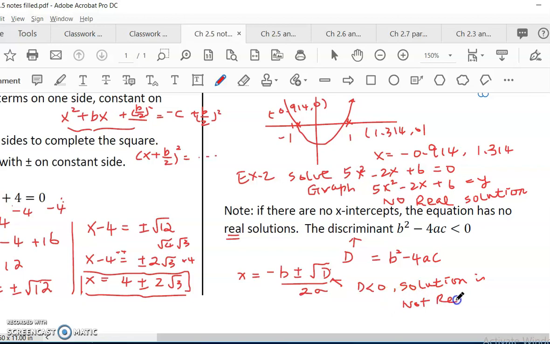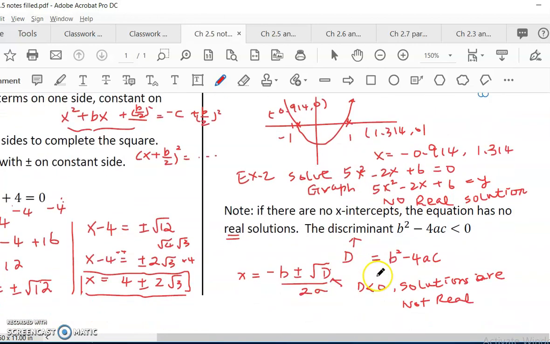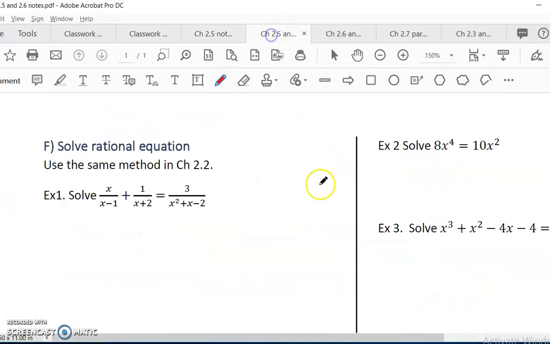So sometimes you can just check b squared minus 4ac. Don't square root it, just do b squared minus 4ac. If it's negative, you would know that the solutions are not real. Or that should be two solutions. Solutions are not real. So that is this part about graphing and also figuring out if you have a real solution or not. The next part is the last part.